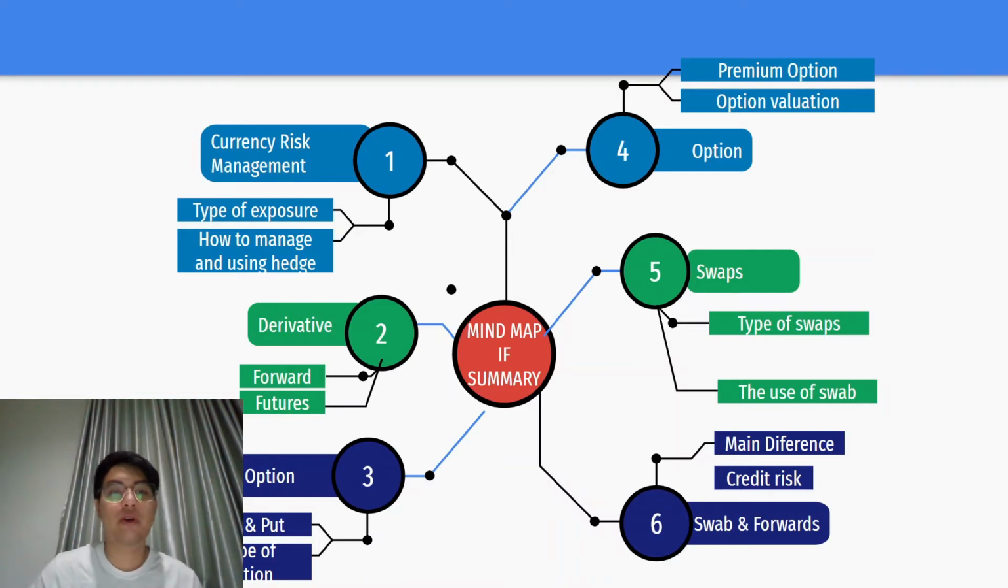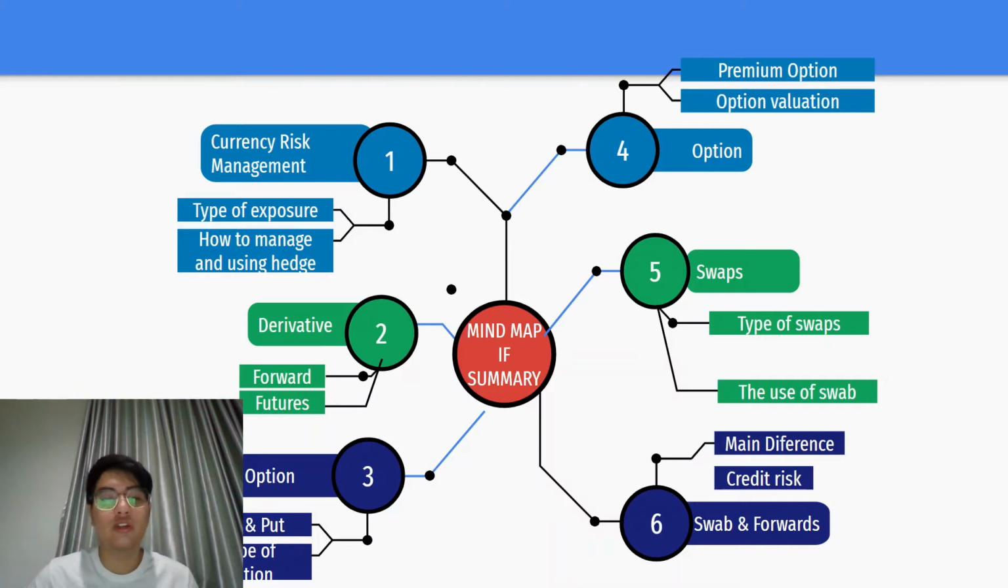This is the mind map. First topic is currency risk management and has two subtopics, which are type of exposure and how to manage, using hedges, and two derivatives, which have subtopics of forward and future.